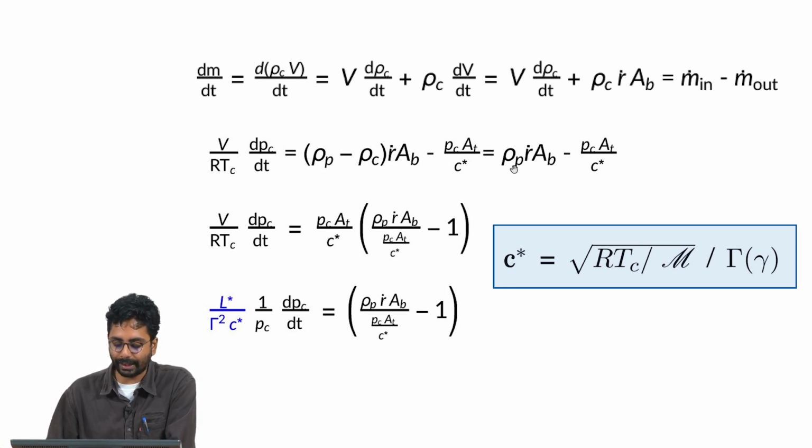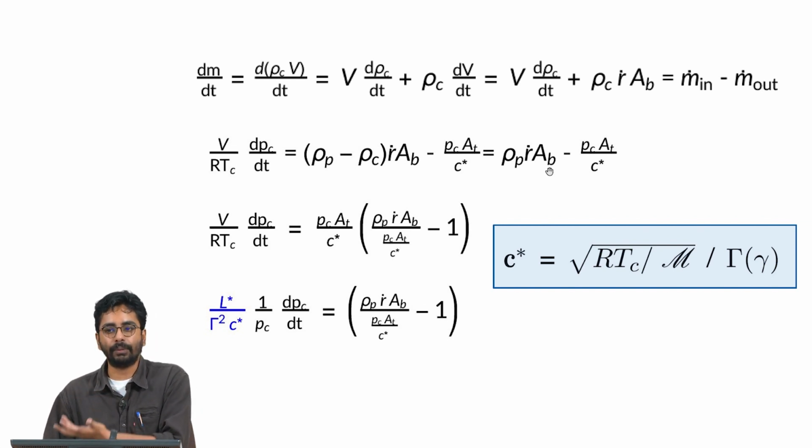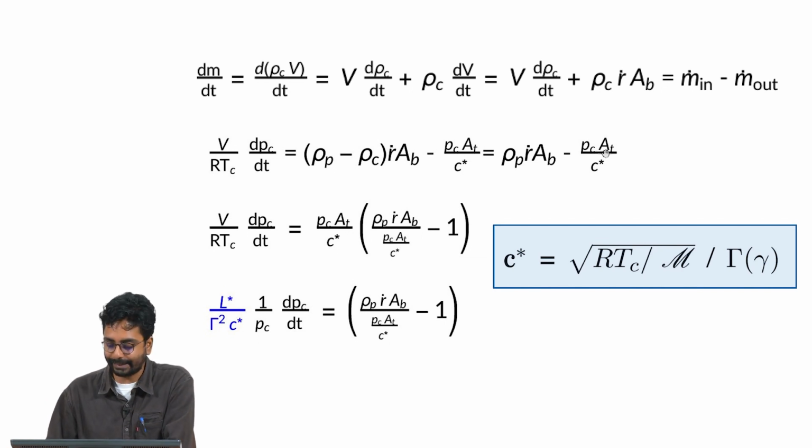So on the right hand side we are left with just two terms, which is rho p r dot Ab, which is the rate of conversion of solid propellant into hot gases, minus Pc At by C star.